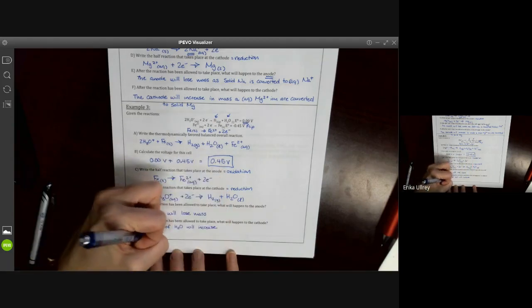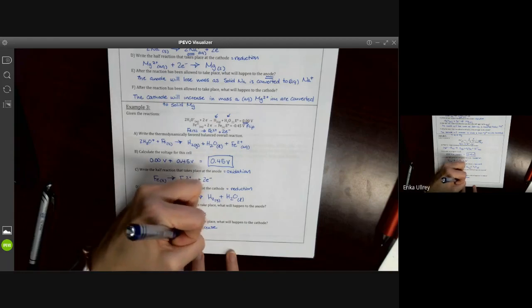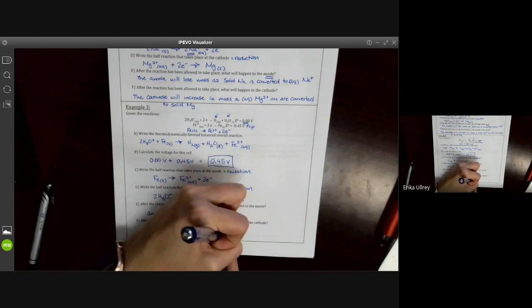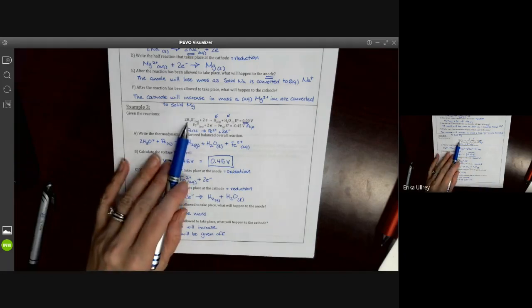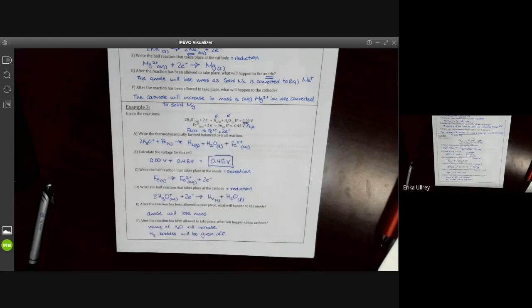And then H2 bubbles will be given off. And what do you think is going to happen to the pH of the solution? So here we have H3O+ ions, and we've converted that to H2 and water. So what do you think is going to happen to the pH of the solution? Let's see. Emily Gustin, what do you think is going to happen to the pH of the solution? Increase or decrease?